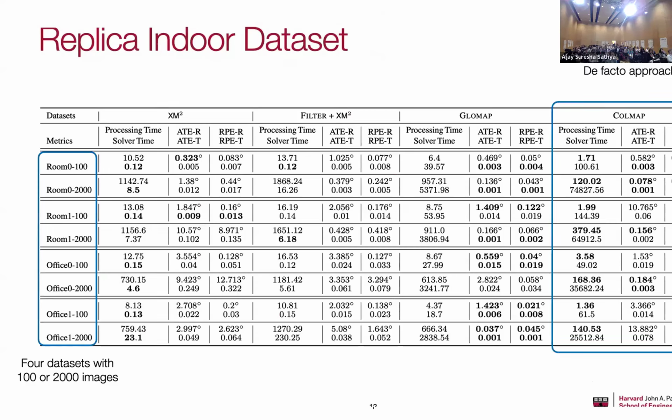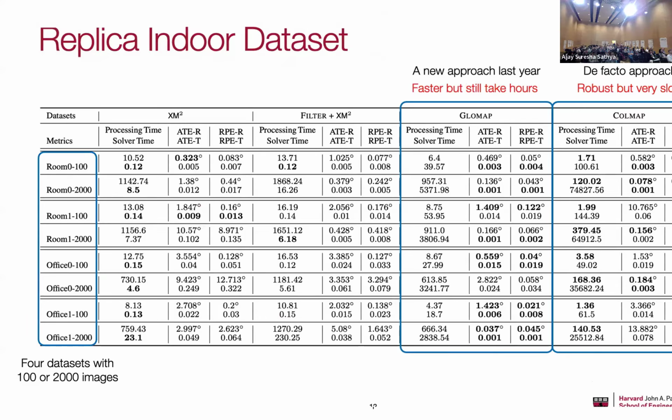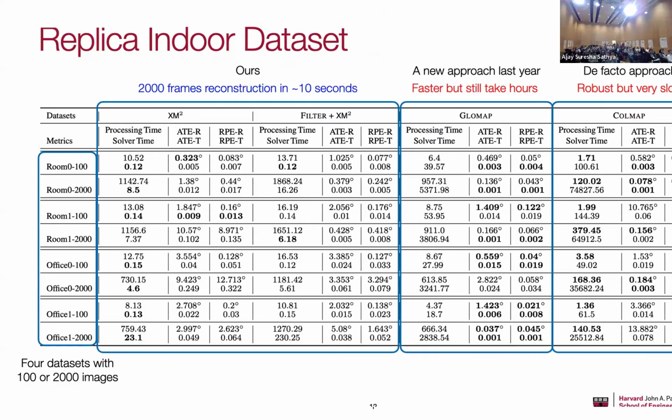This is a de facto COLMAP approach. Again, it's very robust because it's doing incremental bundle adjustment, but very slow. And GLOMAP is a new approach from the vision community last year. It's much faster, but still it can take hours. And ours can reconstruct 2000 frames usually in around 10 seconds.